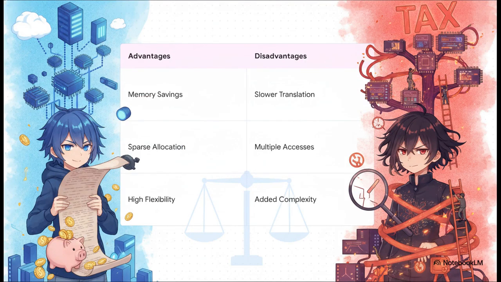So, let's bring this all together and summarize the arc of our explainer. On the plus side, we've solved the space crisis. We get massive memory savings, we facilitate highly efficient, sparse allocation, and we gain incredible flexibility for large address spaces. But, balancing the scales on the flip side, we definitely pay a tax in speed and complexity. We suffer from slower address translations, we require multiple memory accesses per lookup, and we demand inherently more complex hardware and software just to keep the whole tree functioning.